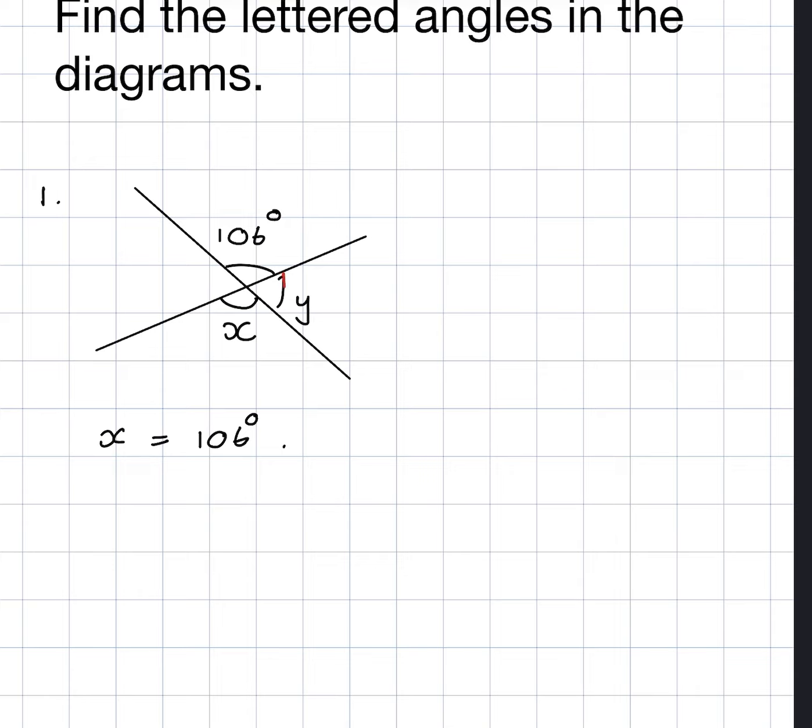Right, the next thing we want to find is y. Y is on a straight line with 106 degrees. What do we know about straight angles? It's forming a straight line, as you can see from here to there. Straight angles add up to 180 degrees. So y will be equal to 180 degrees minus 106 degrees, which is 74 degrees. So y is 74 degrees. Right, let's move on to the next question.